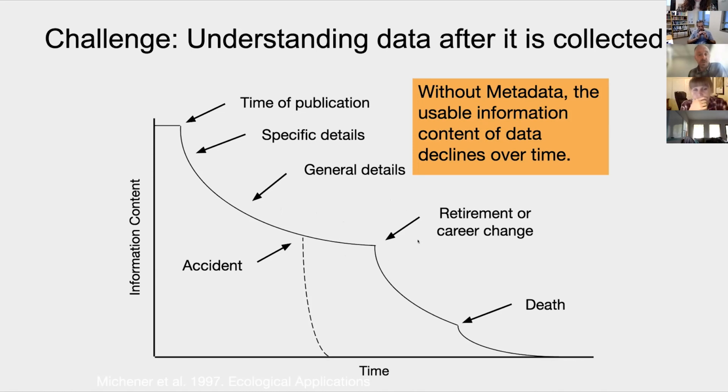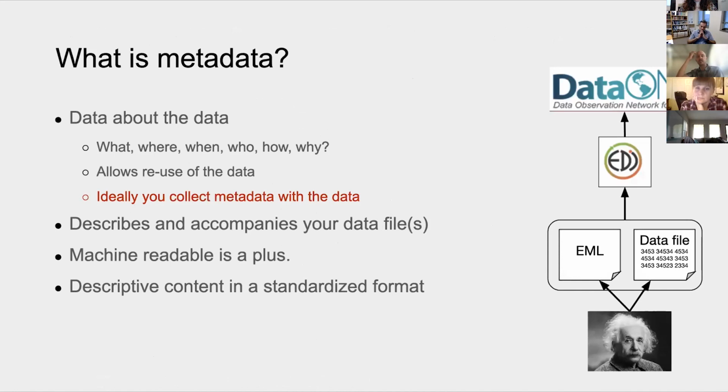Over time, people change, the people managing the data change, and they may lose information about a data set as well. So this is a natural process of information decay, and we try to avoid that by keeping a lot of good quality metadata with our data. So like I said, it is data about the data. So what was collected, where was it collected, when, who collected it, how did they collect it, and why? So this allows us to reuse our data.